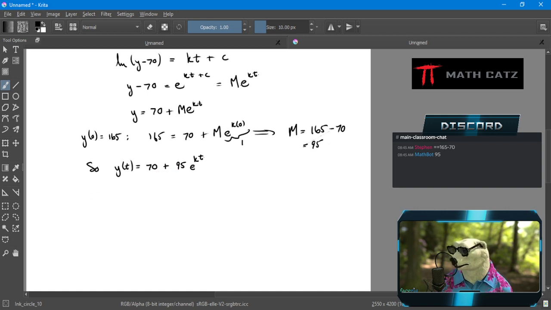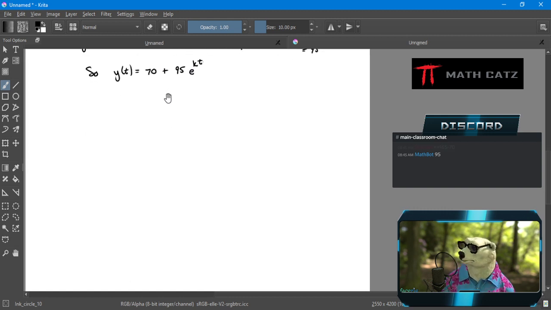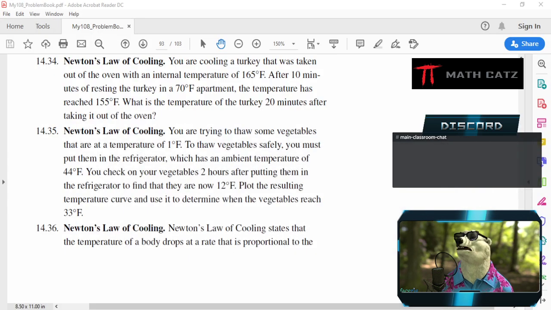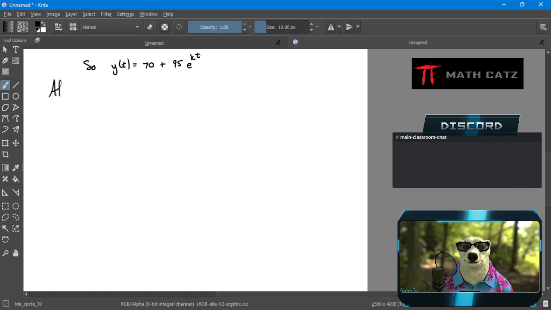So let's have a look. I don't know my quote-unquote decay constant. Let's just see it at the top here. But they do tell me something. They tell me that after 10 minutes, the temperature has reached 155. So let's write that here. After 10 minutes, so that means t is 10. We have y equal to 155. So we can plug that in.